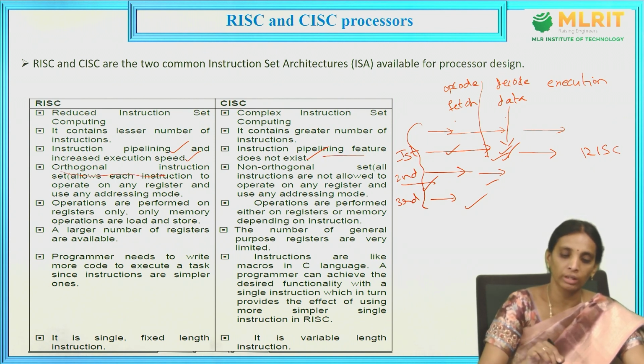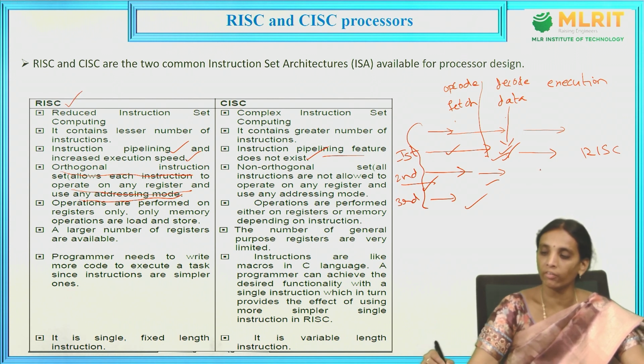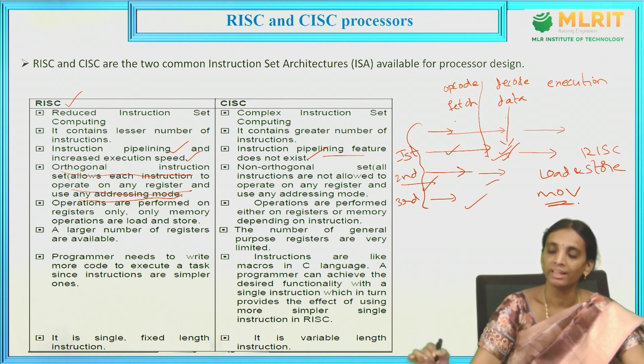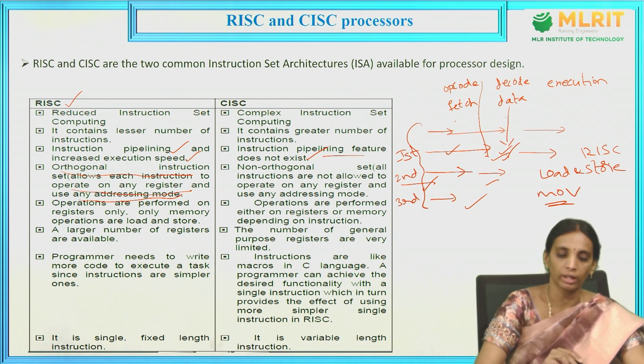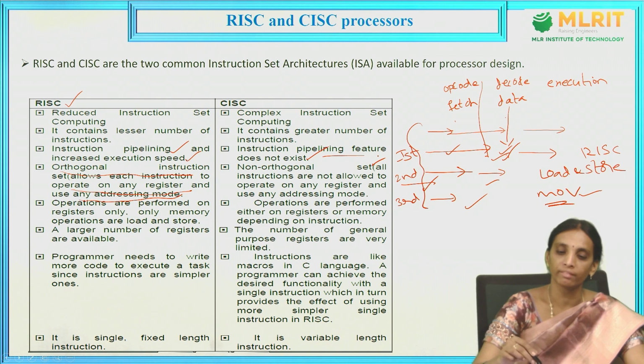Here the orthogonal instruction set operates on any register and any addressing mode. The orthogonal instruction set will be there in RISC processors. Orthogonal instruction set is nothing but having separate instructions for memory load and store, and separate instructions for register data transfer, so that it can allow any addressing mode for any type of register. Here the non-orthogonal set will be implemented for CISC processors.